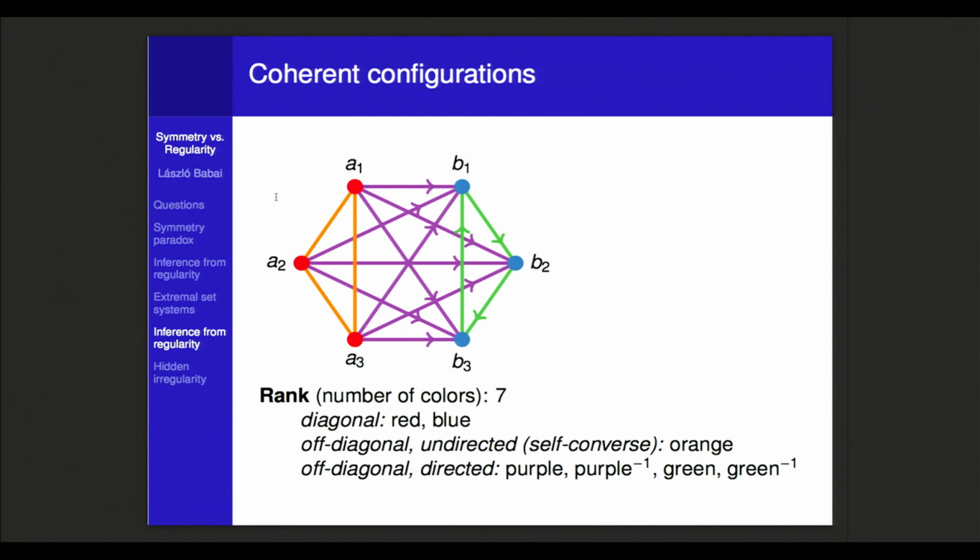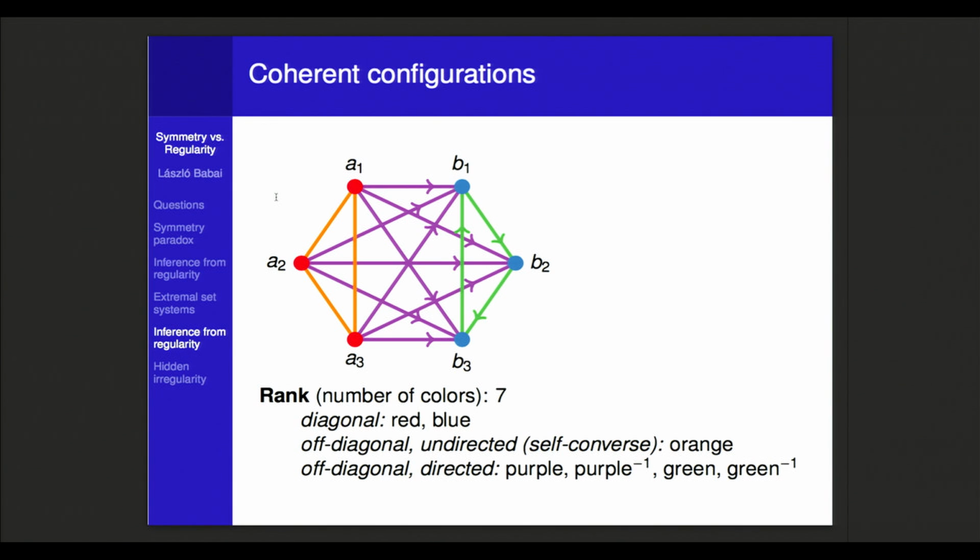Okay, so here is an example. The rank of the configuration is the number of colors in the configuration. So in this case, it is 7. That includes red and blue, which are the colors in the diagonal. And then there are the off-diagonal colors. There are 5 more colors there. And some of the colors don't have an arrow on them. What I denote by that is that it is a symmetric relation.